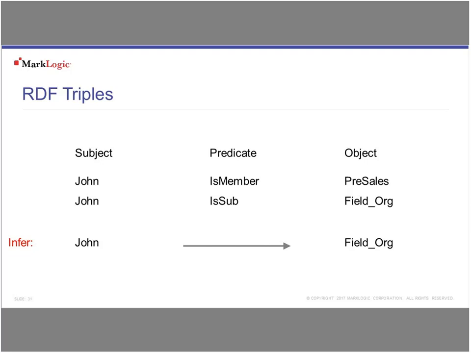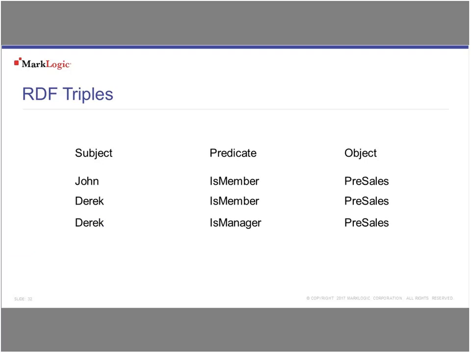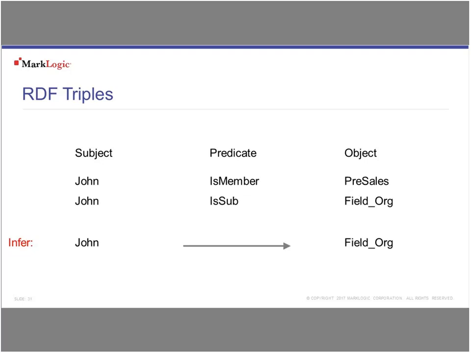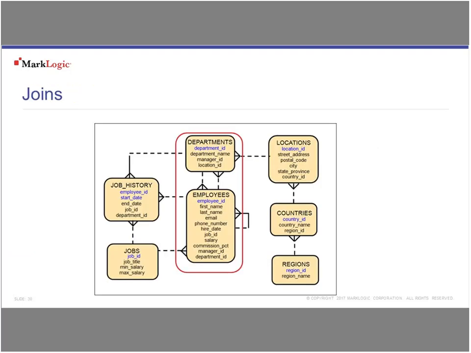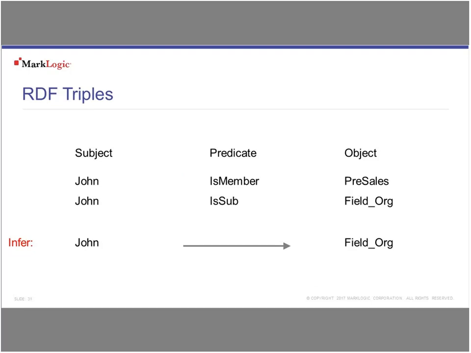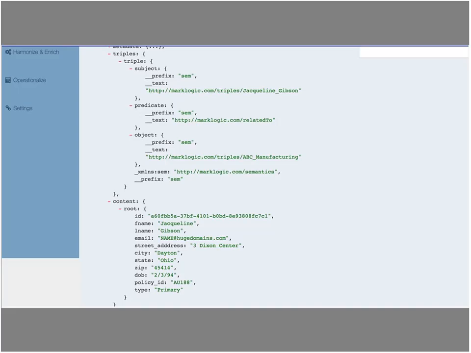I've got another example here talking about me and my boss, Derek. So John is a member of pre-sales. Derek is also a member of pre-sales, but Derek is also a manager of pre-sales. So the nice thing about these joins is, if you think about the join structure, go back and look at our relational join structure, it tells me whether it's a one-to-one or a one-to-many or a many-to-many, and that tells me a little bit, but it doesn't give me any kind of quality about the join. So I don't know how locations is related to department, but by using triples, then I get that quality information.